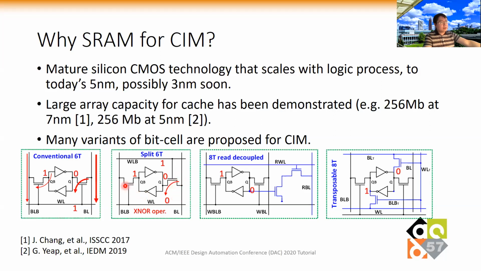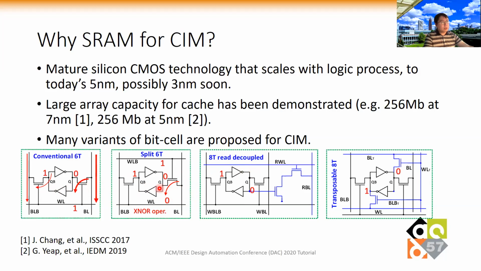So in this case, the bit line bar will be completely off here. So you can have larger sense margin compared to the conventional 6T design. And also, we may increase the number of transistors in the bit cell, for example, by adding 2 more transistors to have this so-called read-decoupled bit cell structure.